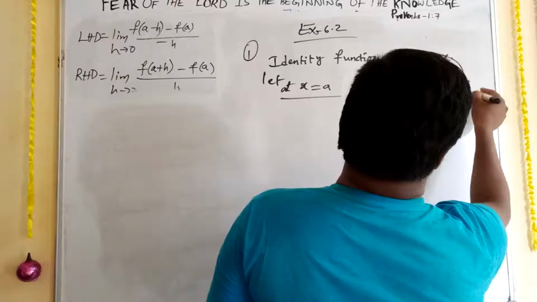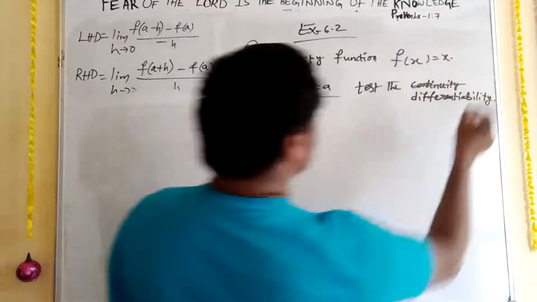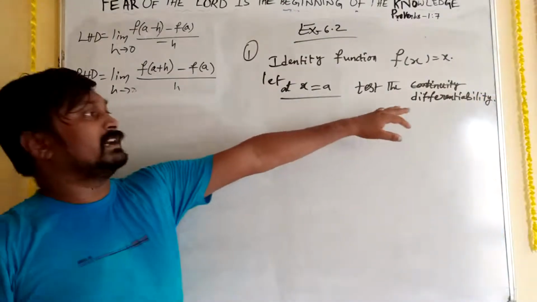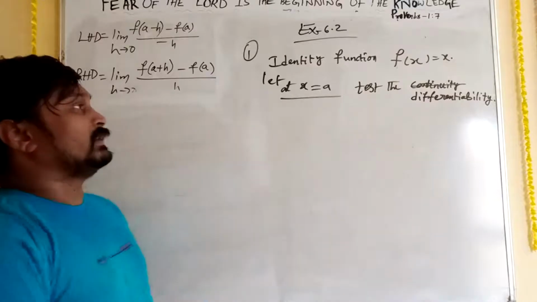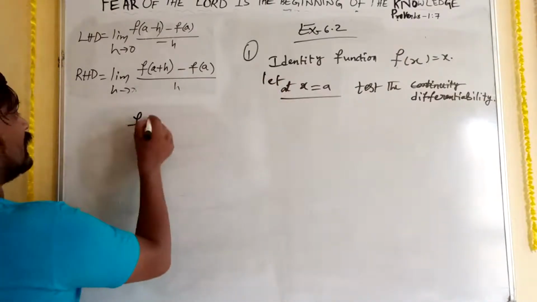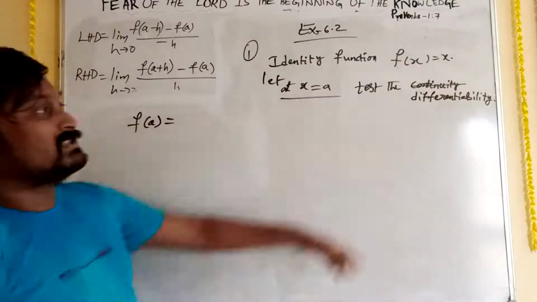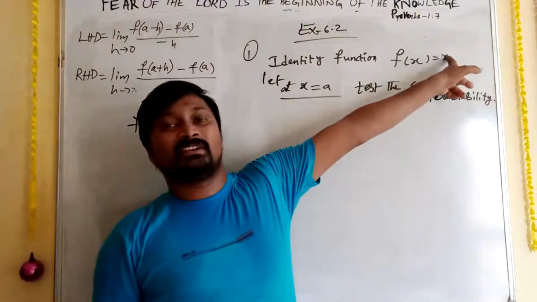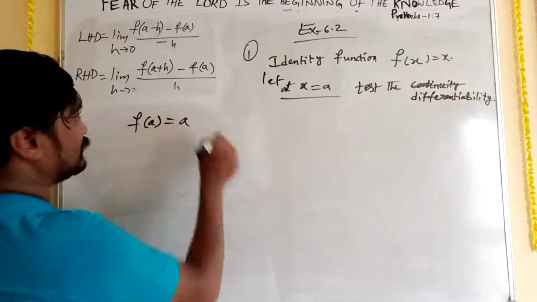Differentiability. Okay, so we need to continue with differentiability. How to test it, first at a. So f of a means what you get? Wherever x is there, substitute a. So f of a is equal to a.